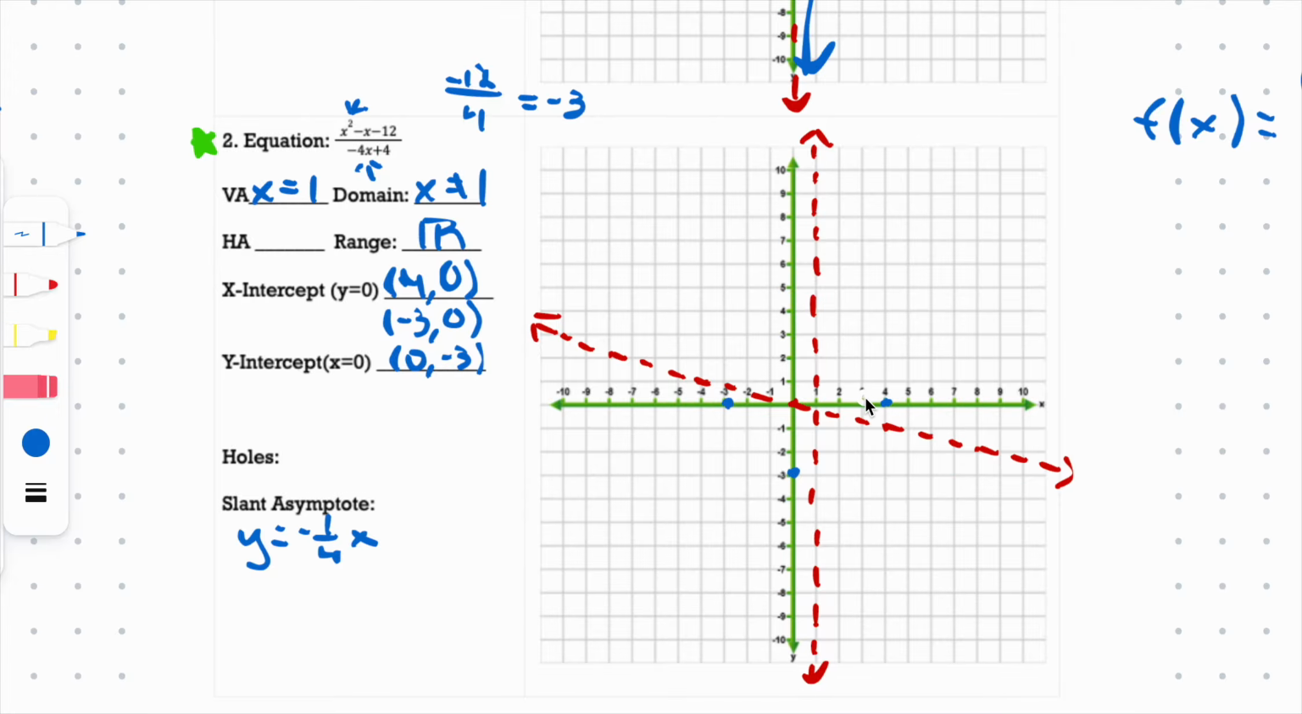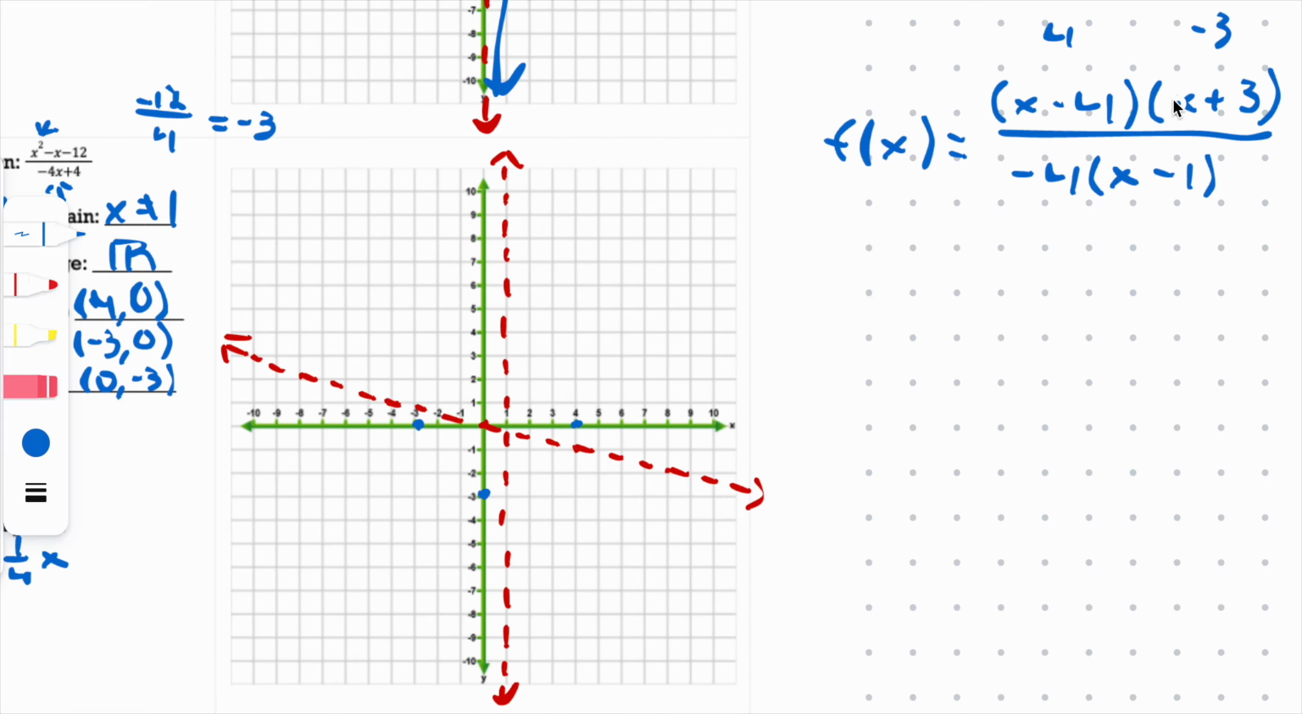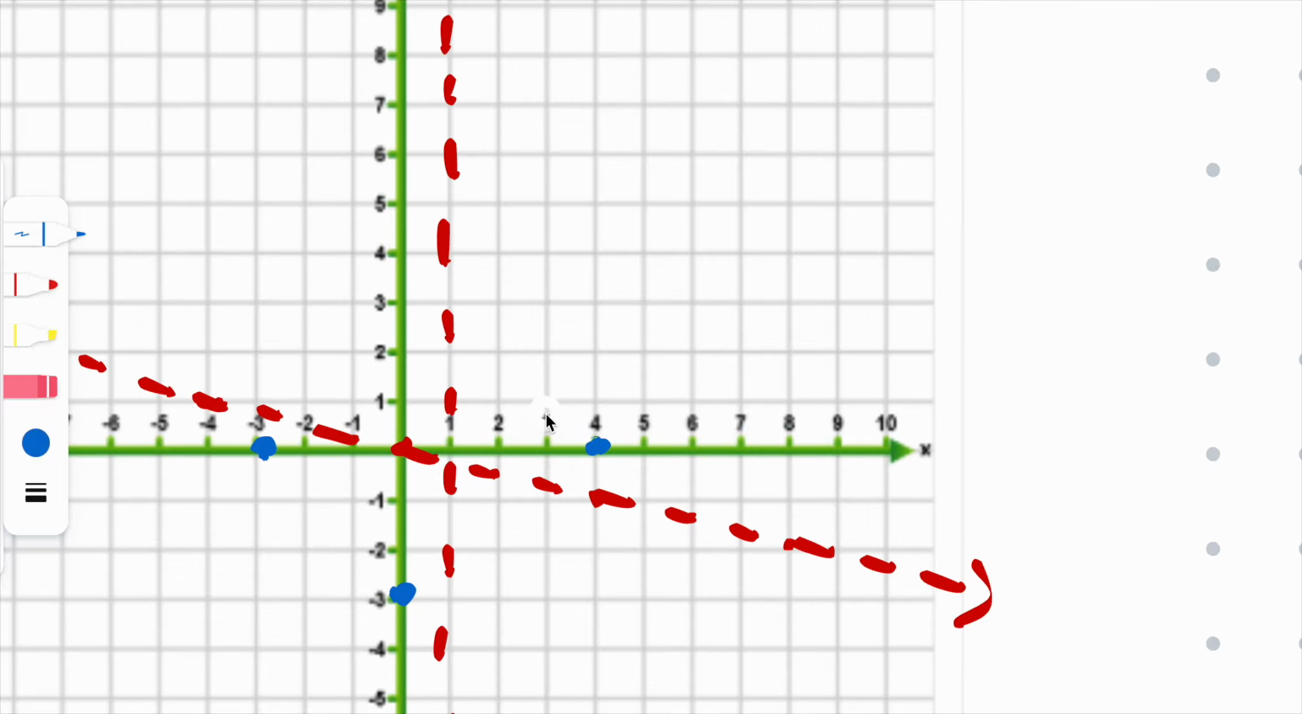So I'm going to plug in 3 for x. And when I plug in 3, I don't know which one's easier. I'm going to just plug it in here. 3 minus 4 is negative 1. 3 plus 3 is 6. So negative 1 times 6 is negative 6. 3 minus 1 is 2. Negative 4 times 2 is negative 8. I think we said negative 6 over negative 8. And so that gives us positive 3/4. So I'm going to put this right there.